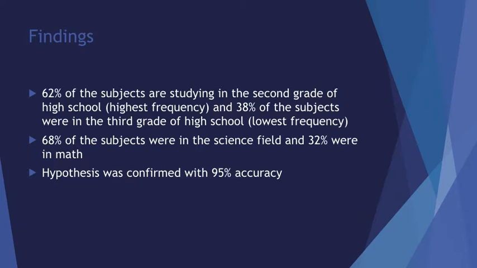Their findings were that 62% of the subjects were in their second grade of high school, and only 38% of the subjects were in their third grade of high school. 68% of the subjects were in the science field, and 32% were in math class. The hypothesis was confirmed by 95% accuracy. Their original hypothesis was that female students usually had more testing anxiety if they were in a math or science class.